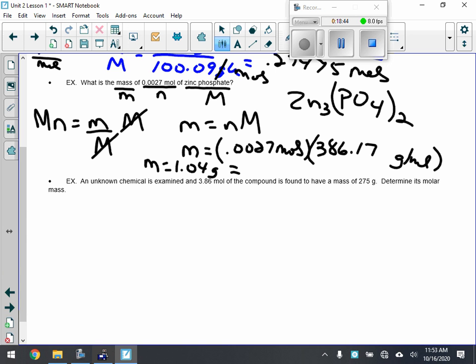So we're going to end up with 1.04 grams. Now, how many significant digits do I have in this question? 2. Zeros in the front don't count. So therefore, I can only have 2 in my answer. Right now I have 3, so we have to go to 1.0 in this case. That's 2 significant digits. Zeros at the end count, right? So that counts. 1.0. Good?